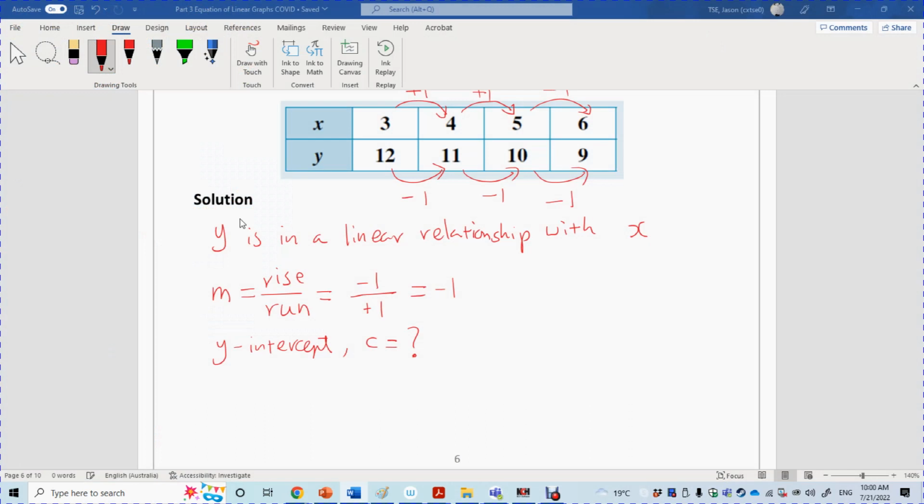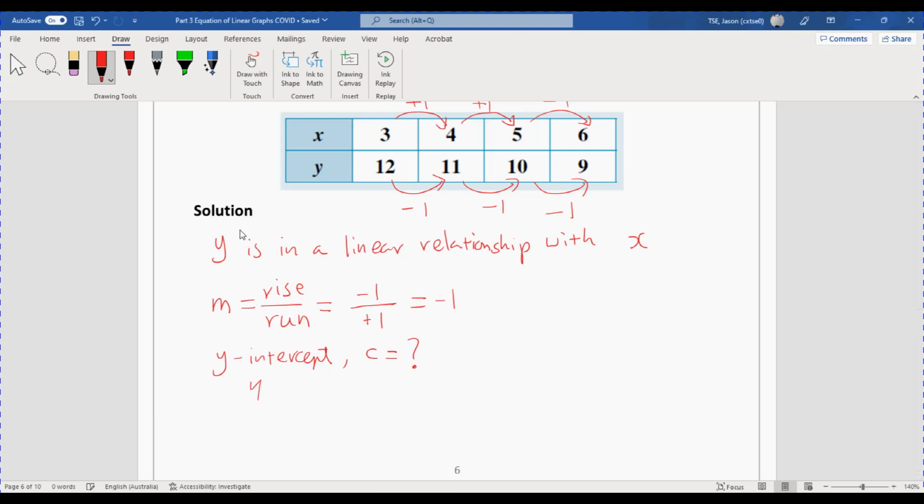I guess some of you have got the answer. So what can I do? Just like the previous question, we don't know C, but we know M, so you just put in the things which you've already known. Minus 1 times X plus C. To find C, just pick any point.